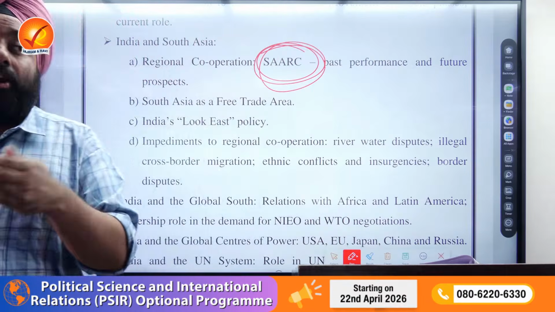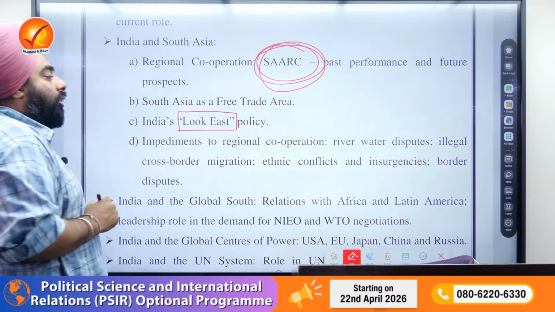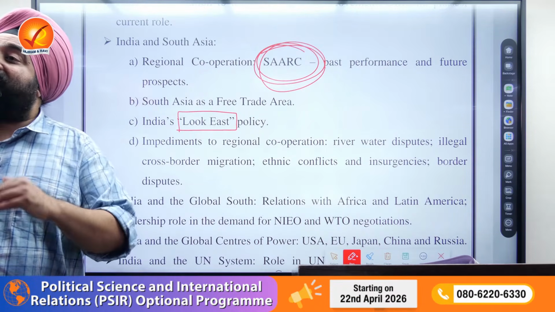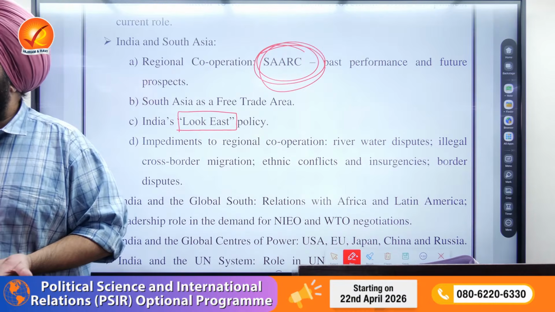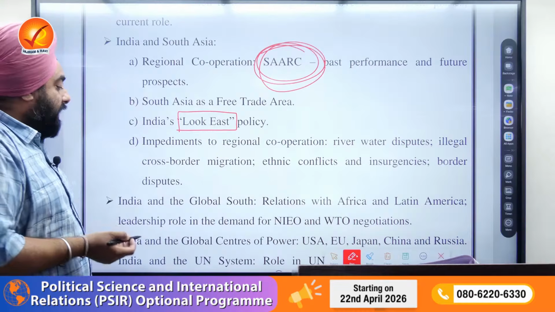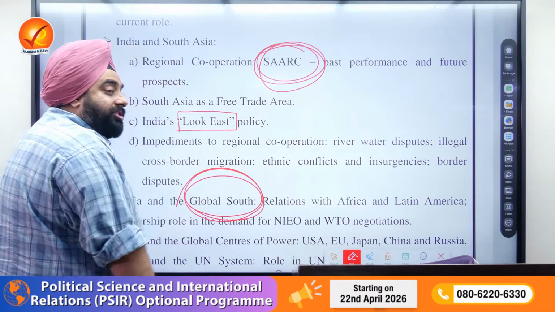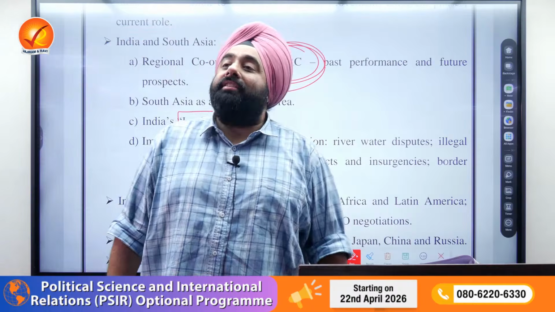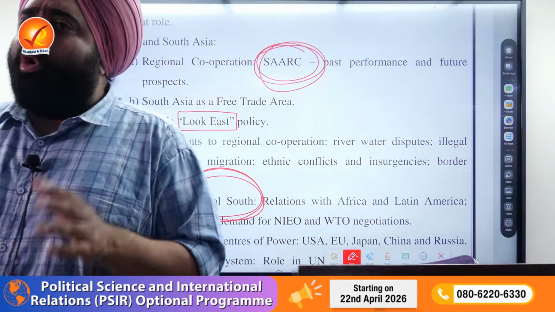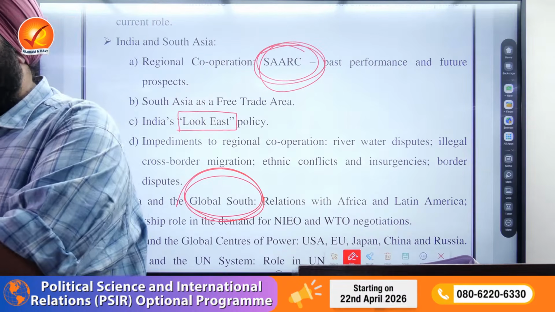Then also India's relationship with Southeast Asia. That is the Look East policy which we had launched to develop good relationships with Southeast Asia, which the present government has now renamed as the Act East policy. So the detailed discussion of that is also required. Then also India's relationship with the global south. What is the global south, students? The rich and developed countries of the world are known as the global north. And the poor and developing countries of the world are described as the global south.